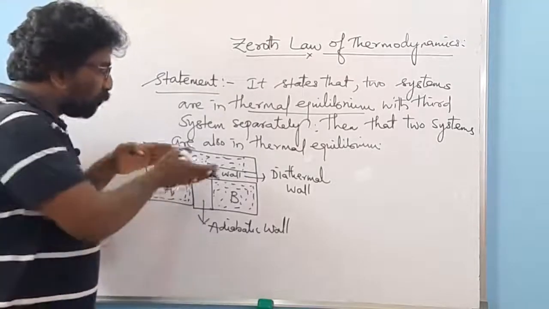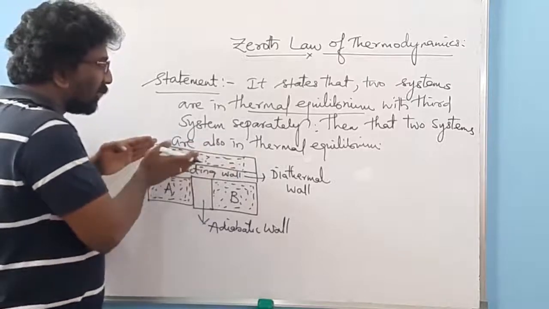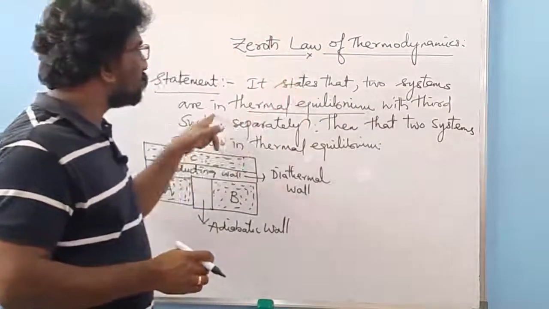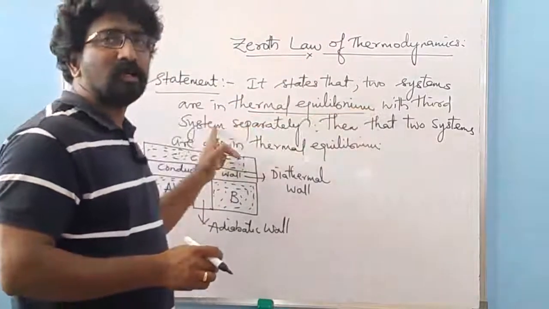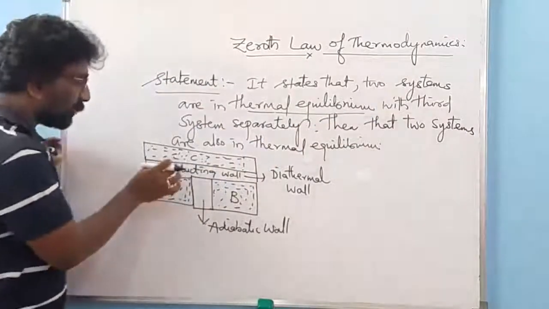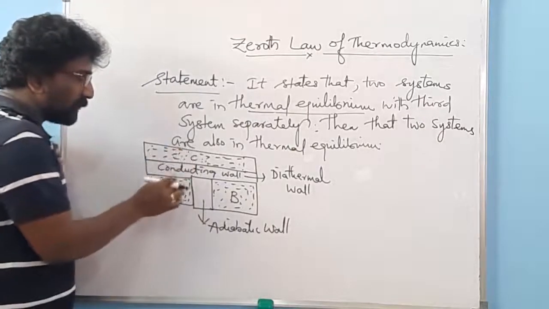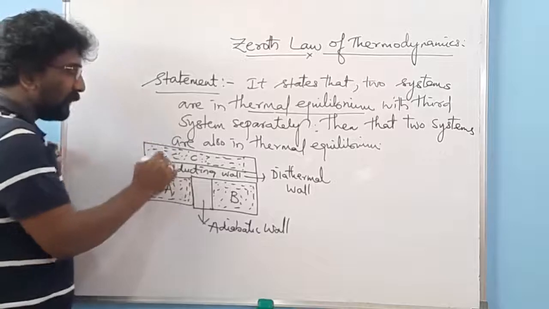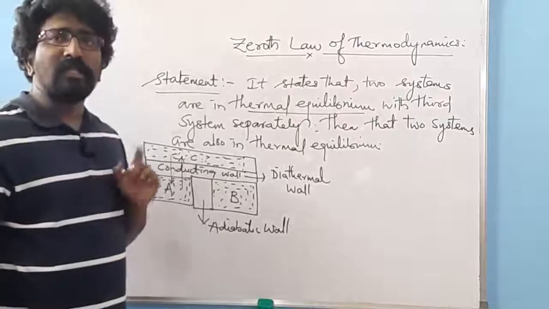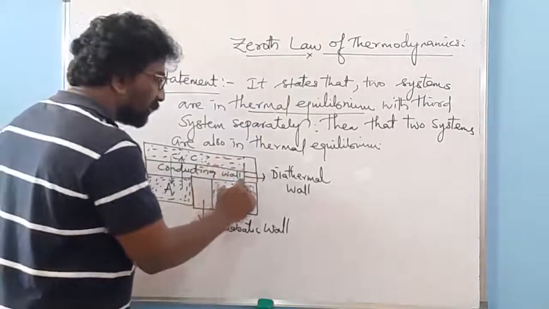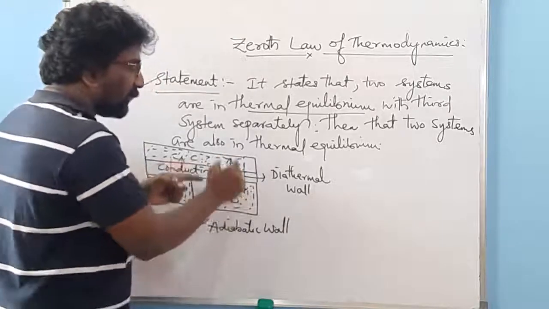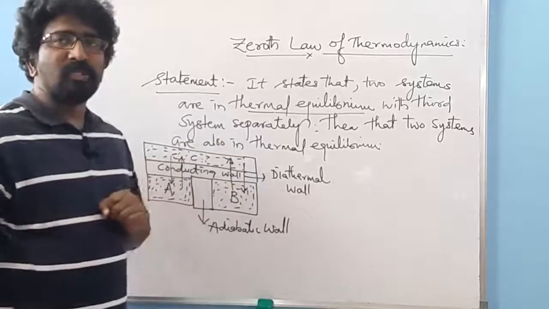Now if I try to put these two systems in thermal equilibrium with system C, what does the statement state? It states that the two systems are in thermal equilibrium with the third system separately. It means that since here system C is connected to system A through a conducting wall, then definitely there will be transferring of heat between system A and system C. And in a similar case, system C is connected to system B through a conducting wall. So the transferring of heat takes place between system C and system B. So now what happens here?